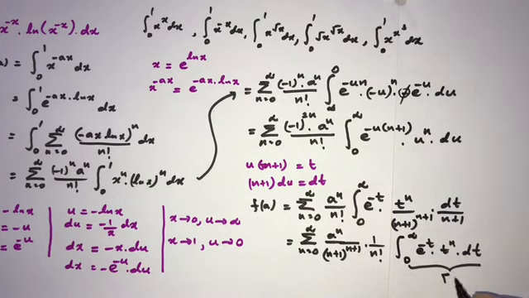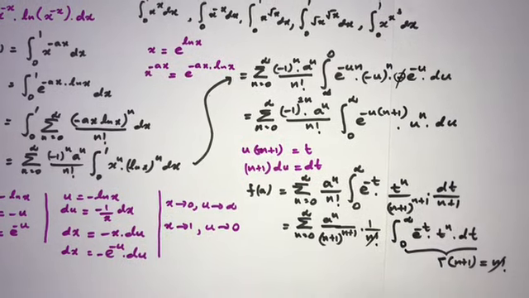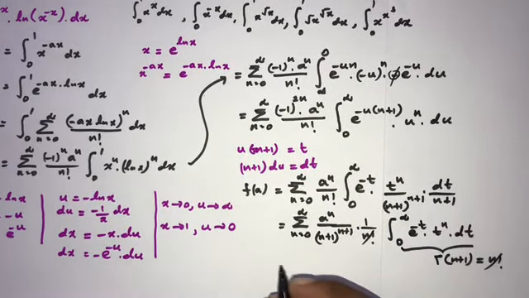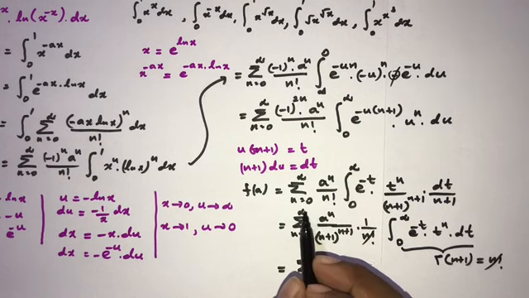Okay, now we know this is equal to gamma of n plus 1, we know n factorial. So now this n factorial and this n factorial get cancelled, and now we can write this is equal to here n is equal to 0 to infinity.